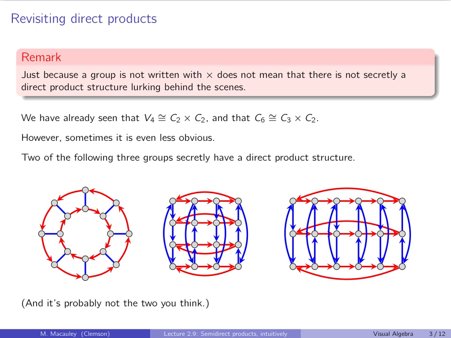Sometimes it is even less obvious when there is such a direct product structure. For example, two of the following three groups secretly have a direct product structure, and it's probably not the two that you think. Meaning if I were to poll 1,000 random people who didn't know what direct product meant, they would probably get it wrong more often than if they had just randomly guessed, even if they were mathematicians who didn't know anything about algebra.